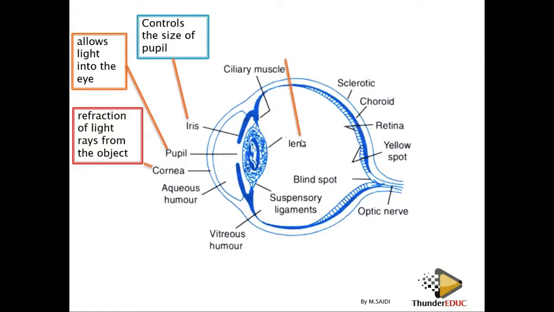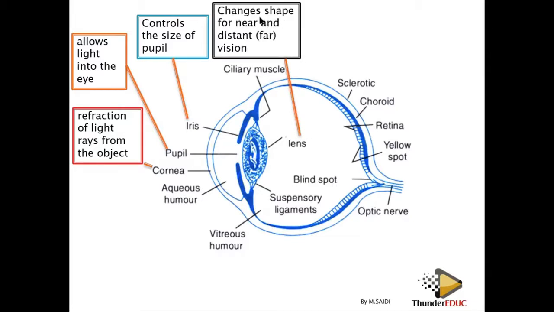Then you have the lens. This solid substance is called a lens. The function of the lens is to change shape for near and far objects. So it is very important in focusing the near and the far object. So if you are not able to see near and far objects, if you can see near or you can't see far, then it could be a problem coming from the lens.